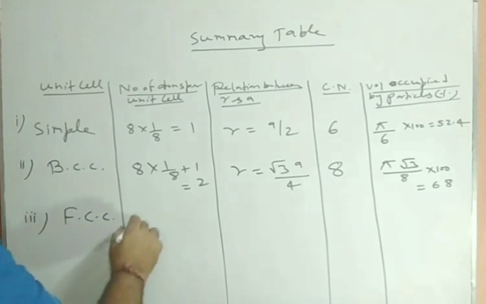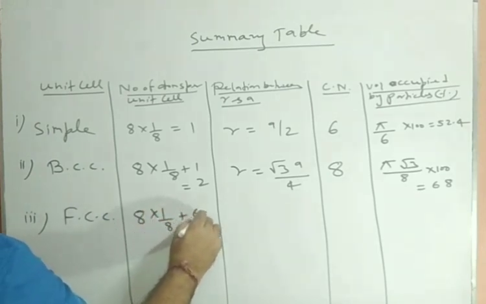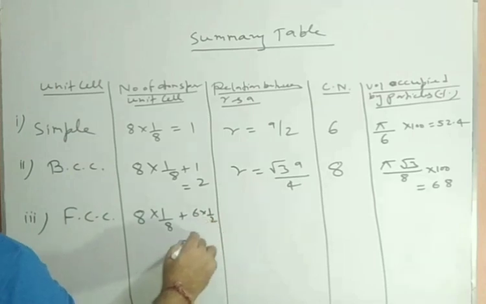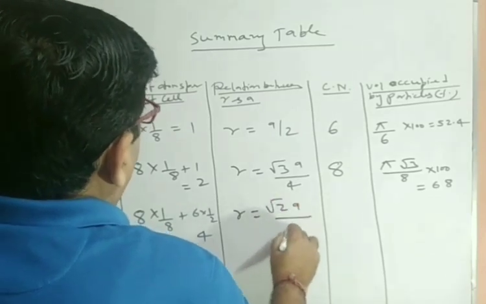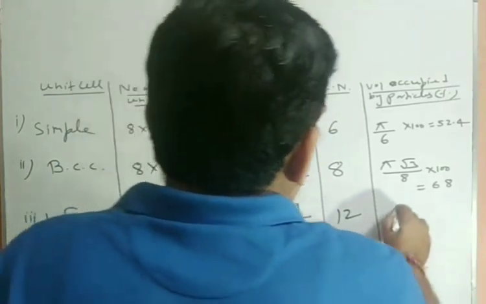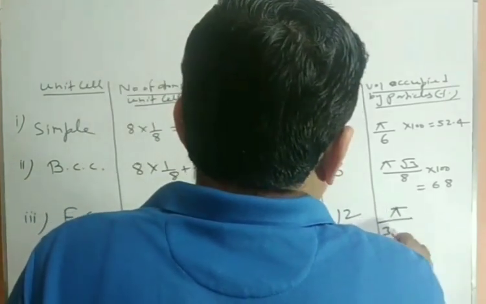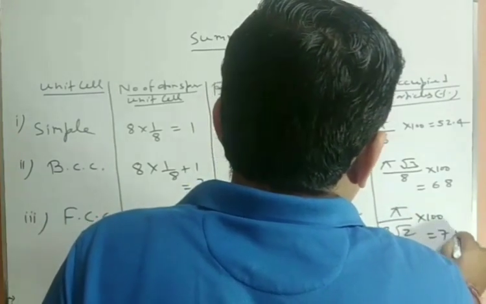FCC. Here the number of atoms is 8 into 1 by 8 plus 6 into 1 by 2, that is 4. R is equal to root 2A divided by 4. Coordination number 12, pi by 3 root 2 into 100 is equal to 74%.